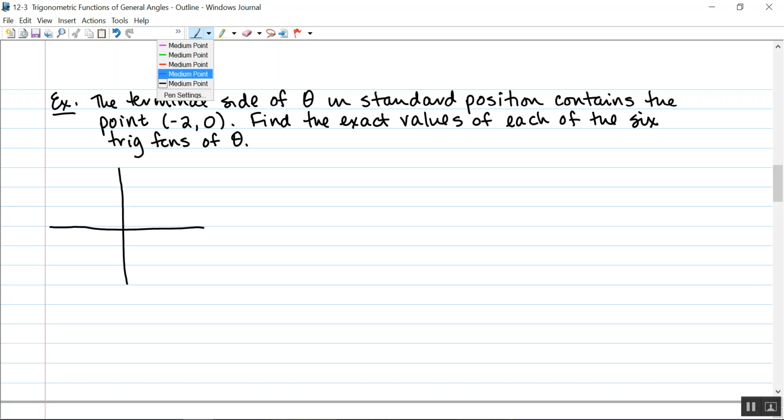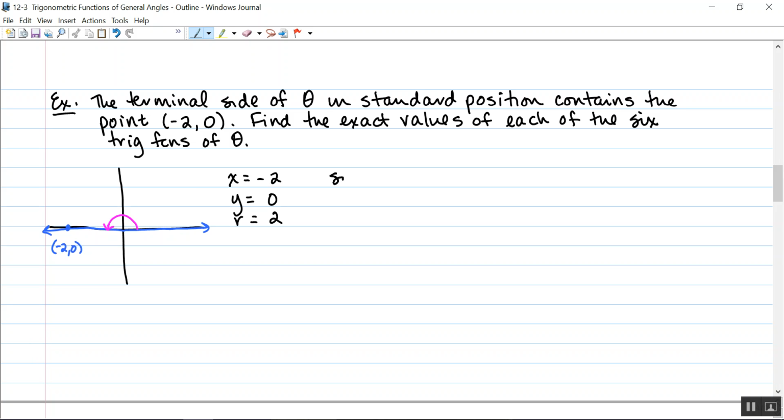And my angle is going to have a point (negative 2, 0), which is this point right here. So my angle goes from here over to here. I'll go ahead and draw the arc. So it's basically this angle here, and we need to find the 6 trig functions. So for this one, x is equal to negative 2, y is equal to 0, and in this case my r is equal to 2. That's basically that distance there.